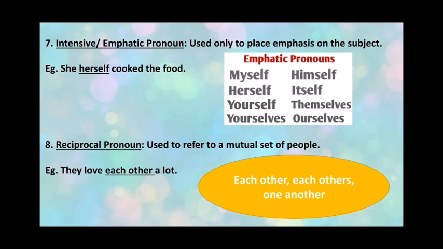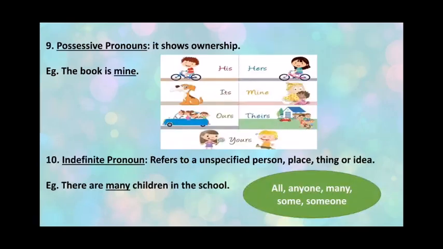The ninth one is the possessive pronouns. It shows ownership. Words like his, its, ours, yours, hers, mine, and theirs are possessive pronouns. For example, the book is mine. So in this you can see mine is showing the ownership. That is why it is a possessive pronoun.